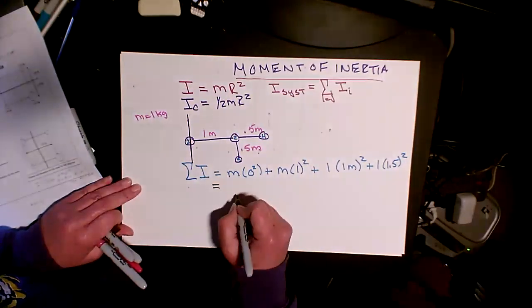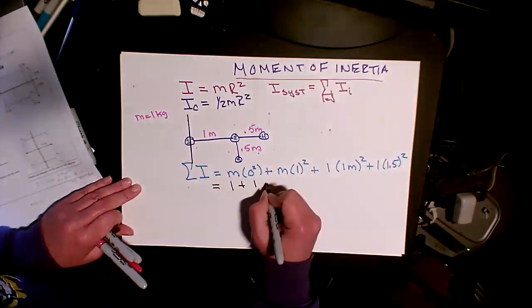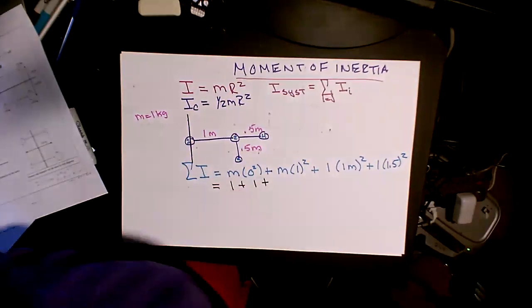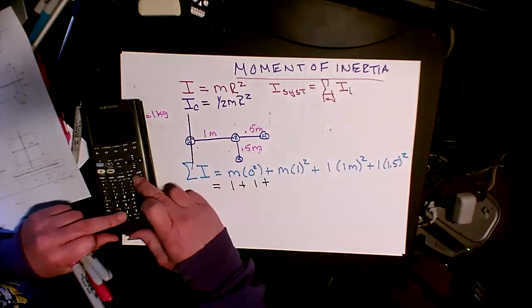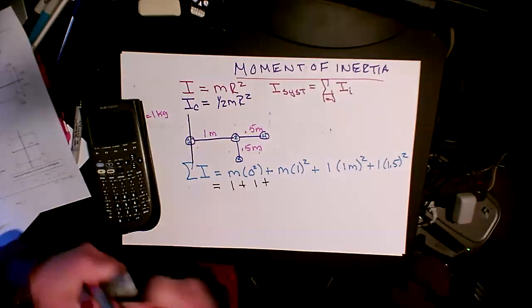So I get 1 plus 1 plus, ooh, need my calculator, 1.5 squared, which is 2.25.